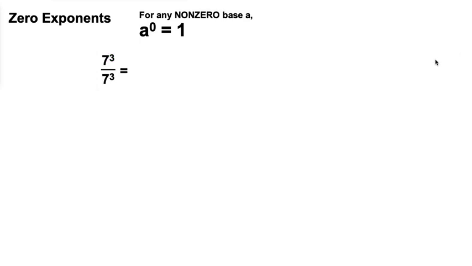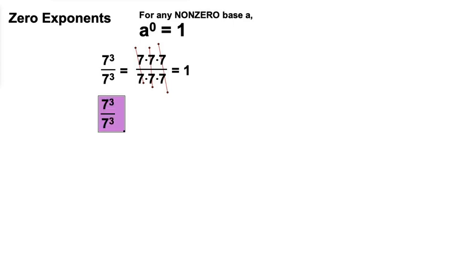7 cubed over 7 cubed. Well, if I were to expand that, that's 7 times 7 times 7 over 7 times 7 times 7, for all you pilots out there. 7 divided by 7 is 1. I get a bunch of 1s, and I keep on dividing. 7 divided by 7, 1. And I'm left with the whole number 1.